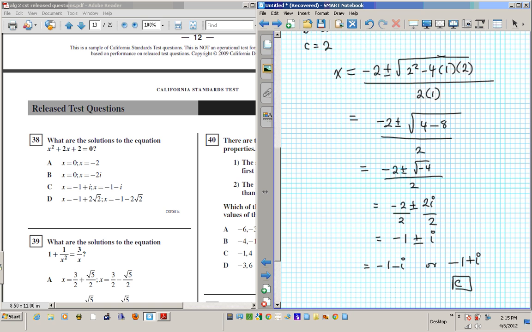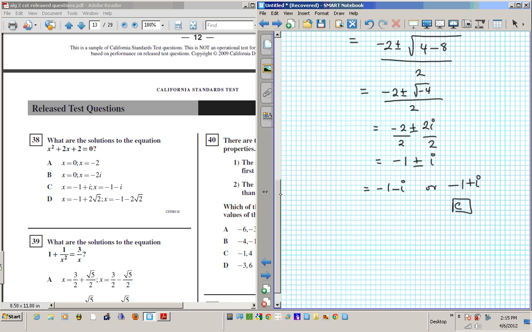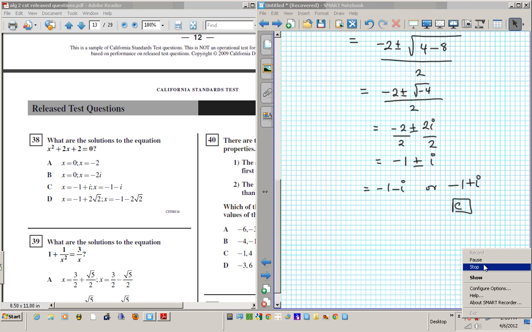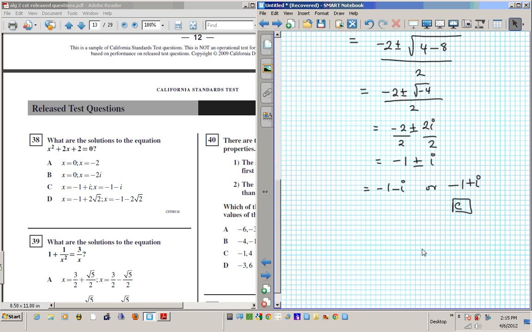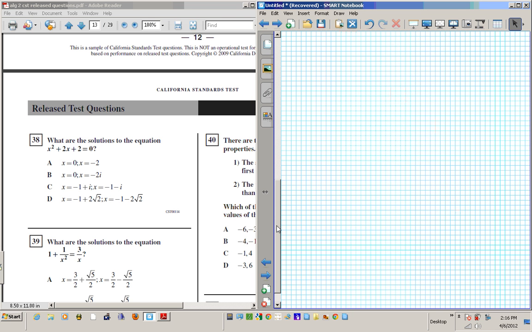Okay? Alright, now let's move on to question number 39. Number 39 says, what are the solutions to the equation? What kind of equation is this? 1 plus 1 over x squared equals 3 over x.